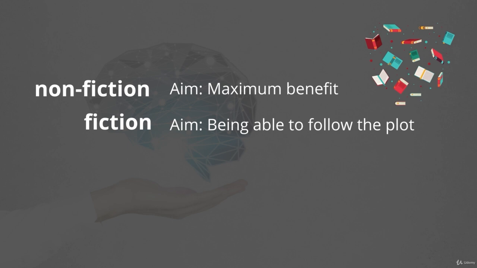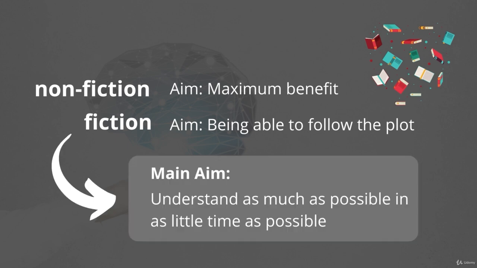For fiction, it's a little different, but not much. Here your aim will most likely be to be able to follow the plot. You want the story to unfold in your brain or in your eyes as naturally as possible, and in order to be able to do that, you want to understand as much as possible in as little time as possible. So you can see in both cases, both non-fiction and fiction, our main aim is to understand as much as possible in as little time as possible. And that's where speed reading comes in, because speed reading helps you achieve both of these things.